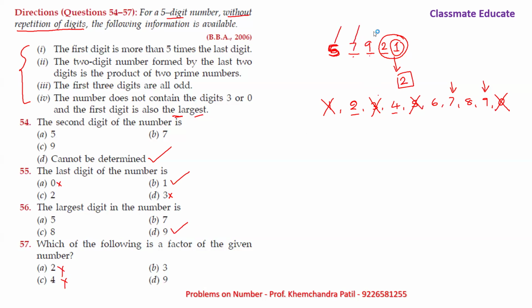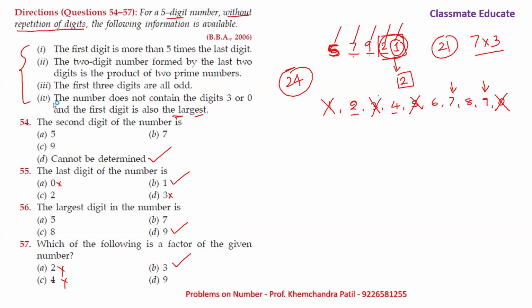What is the total of this? 5 plus 7, that is 12. 12 plus 10, 22 plus 2, that is 24. 24 means this number is divisible by 3. But now, if we take the two-digit number formed from the last two digits, that is 21. 21 is a product of 7 and 3.